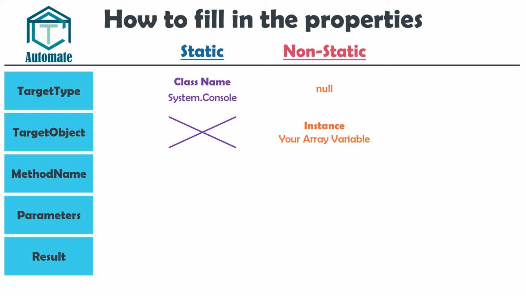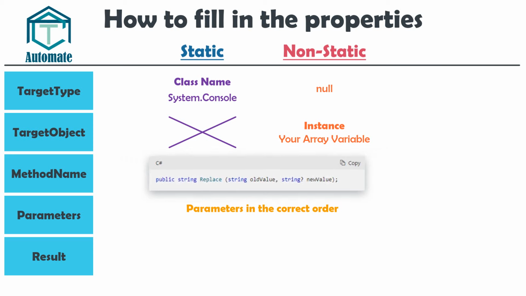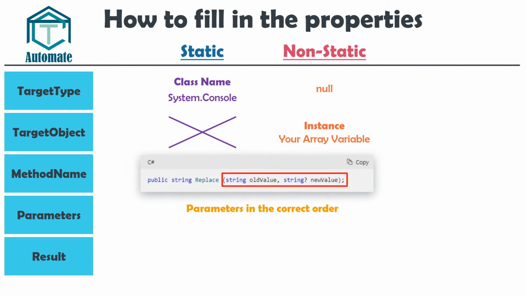The next step is to write the method name. Here you only add the method name, without the class name. For example, WriteLine, Contains, Replace, etc. The next step is to add the parameters. If you have more than one parameter, you have to add the parameters in the correct order. For example, the method Replace has two parameters, both of type string. You have to first add the first parameter, and then the second one. Later in the practice you will understand it better.